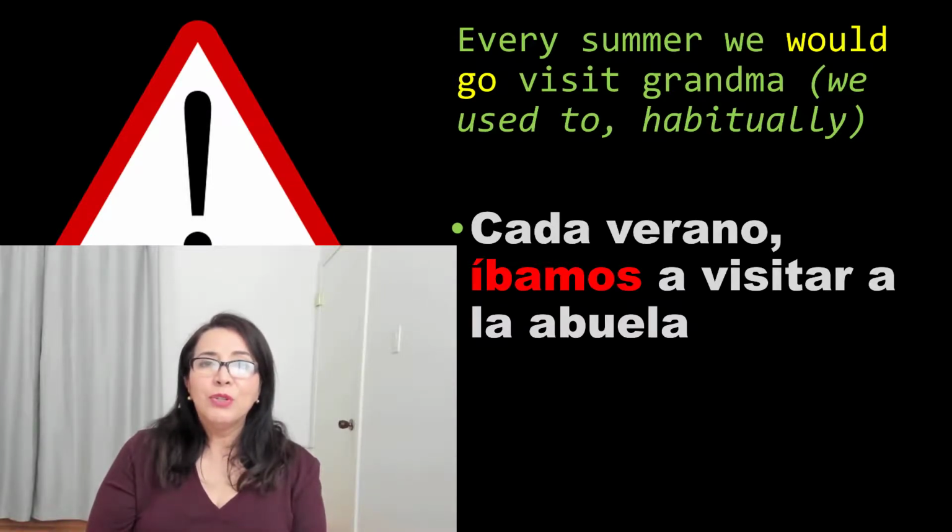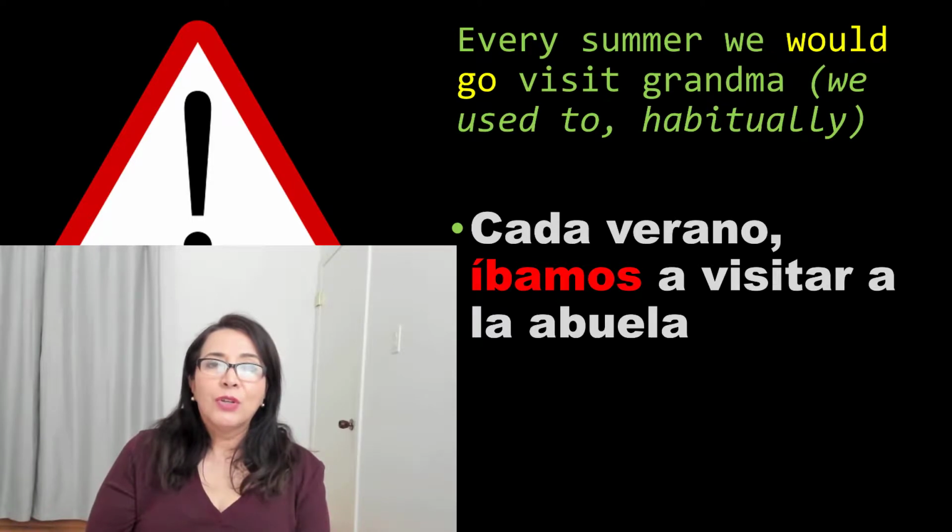So what did you do as a child every summer? ¿Qué hacías en el verano cuando eras niña? En el verano íbamos, that's the imperfect, íbamos a visitar a mi abuela, nadábamos en el río, tocábamos canciones, hacíamos una fogata, and so on. So I'm using the imperfect tense rather than the conditional.